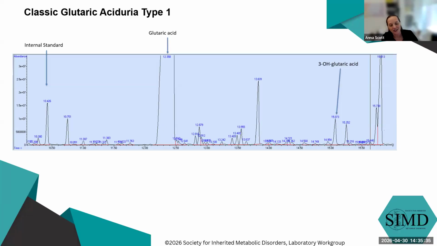Now, a classic GA1, a classic glutaric aciduria, has absurd glutaric acid excretion. So I wanted to highlight here, we've got our internal standard. This is often the biggest peak that my lab sees at 10.4. Notice this stupid peak of glutaric acid. Normal is down here like at that 12.8 peak. That's a normal glutaric acid. This is an absurd glutaric acid. And we have a full peak of 3-hydroxyglutaric, pathognomonic here for our GA1. Easy peasy. Not my favorite diagnosis, but I love it when the organics are easy to interpret.